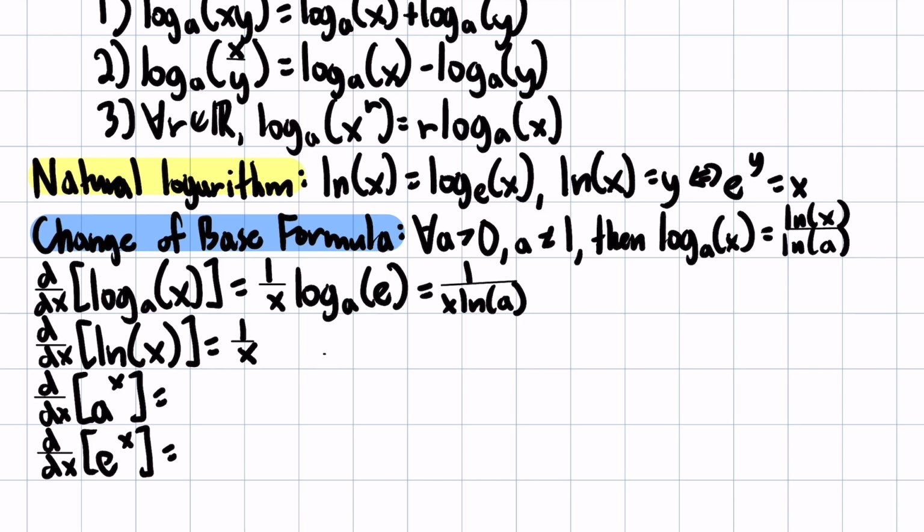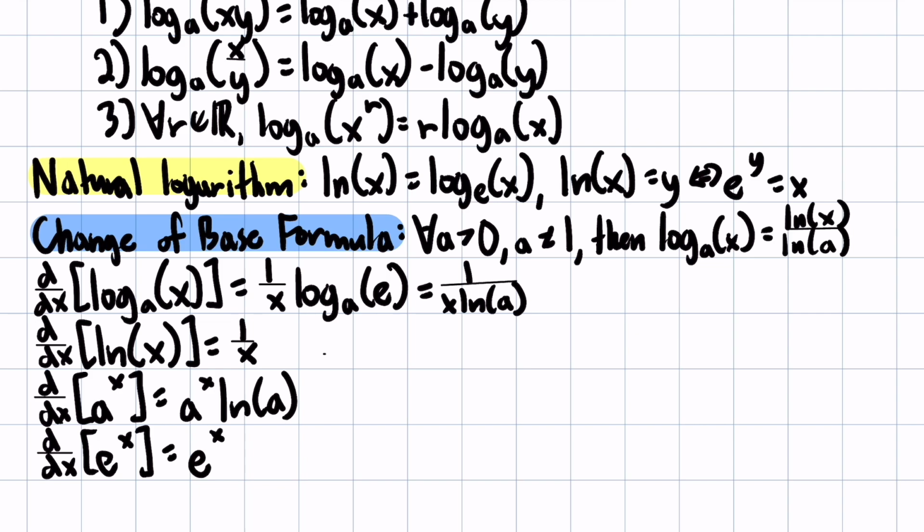And then the derivative of a to the x is going to be, well, just for a greater than 0, right? If a is positive, then the derivative is going to be a to the x times ln of a. Now, ln of e, since these undo each other, that's just going to be 1. So the derivative of e to the x is e to the x.